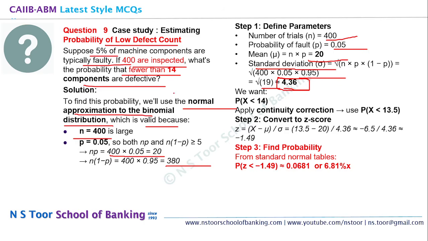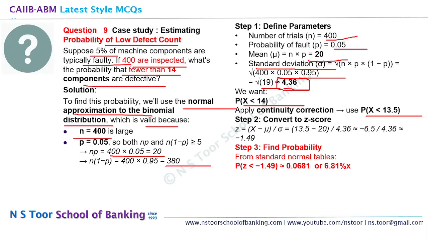Now what do we want? We want the probability that fewer than 14 machines will be defective. So the probability is P of X less than 14. So apply continuity correction. When it is 14, we will take it into consideration as 14 minus 0.5, that is 13.5. The probability is for X less than 13.5. We will calculate on the basis of this.